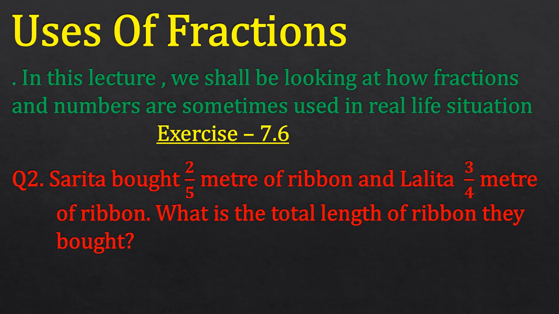Now for addition you have to see whether they are like fractions or unlike fractions. In 2/5 the denominator is 5. In 3/4 the denominator is 4. Denominators are different. That means they are unlike fractions. And if you have to add unlike fractions, then you will take the LCM of the denominators. So here also, first of all, you will take the LCM of the denominators and then you will add.